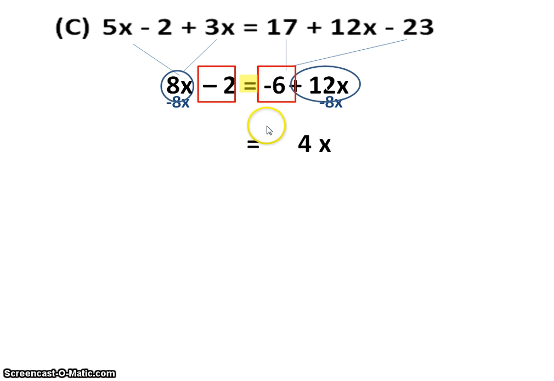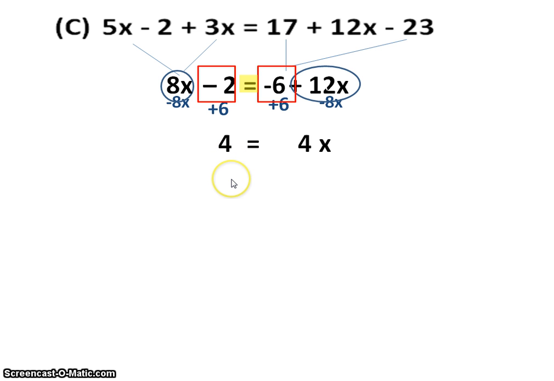Now, because I moved the variable x to the right-hand side, I want to get all the numbers to the left-hand side. So let's eliminate this negative 6. I could eliminate the negative 6 on the right-hand side by simply adding 6, as long as I add 6 to the left-hand side. This minus 6 plus 6, that will drop out. On the left-hand side, you can think of this minus 2 as a negative 2. So negative 2 plus 6 will come out to be 4.